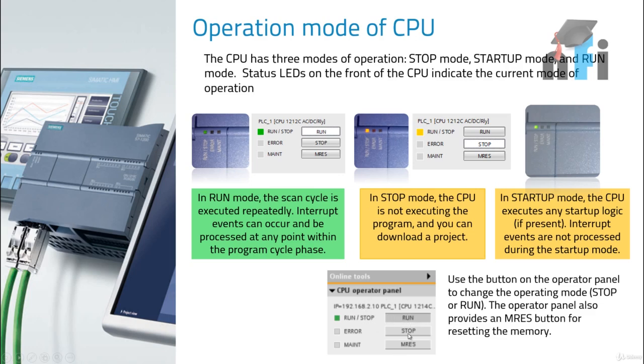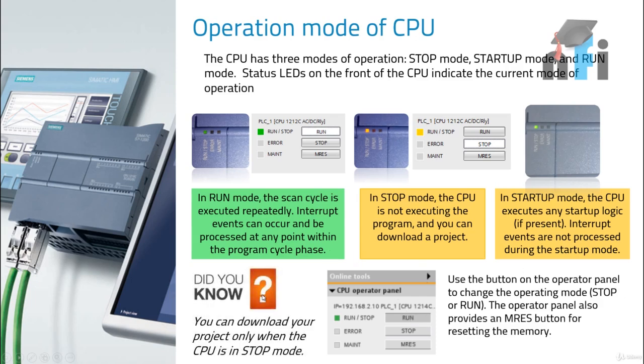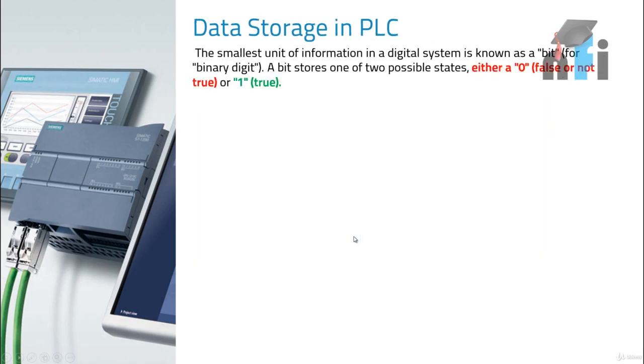You have buttons run, stop, and M reset. M reset is for resetting the memory, and here you can change the status of your PLC from run to stop or stop to run. Okay, these are the operation modes of your PLC. A fact which says you can download your project only when the CPU is in stop mode. Okay, not otherwise. So let's proceed to the next slide, which is data storage in PLC.